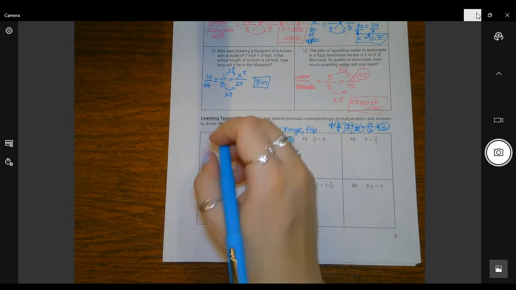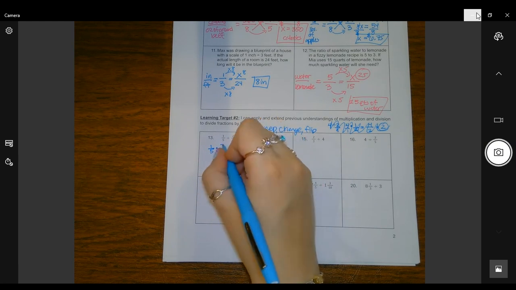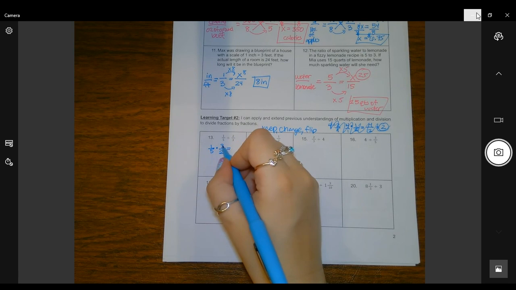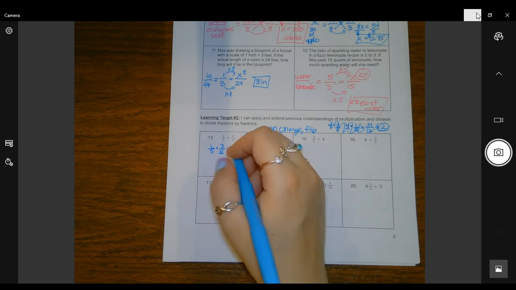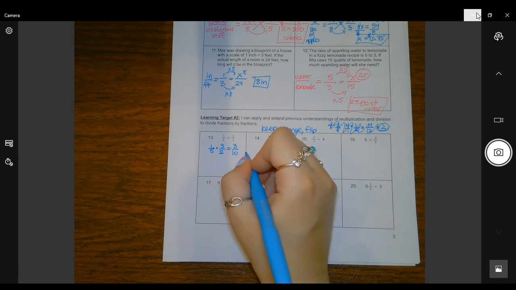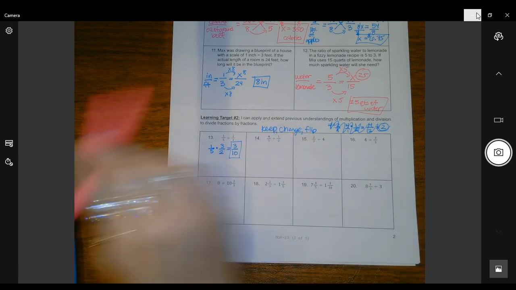Okay, so keep the first fraction the same, change division to multiplication, and flip that second fraction. Now look to see if anything can cross cancel. Nope. Nope. So then multiply across. 1 times 3 is 3. 5 times 2 is 10. Can it reduce? Done. Okay, the next one.